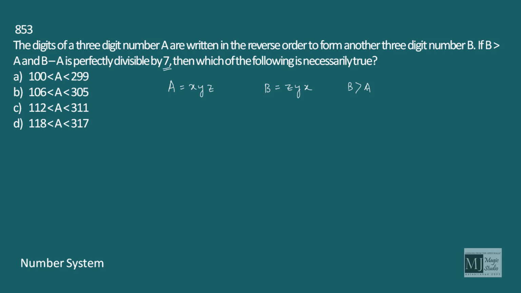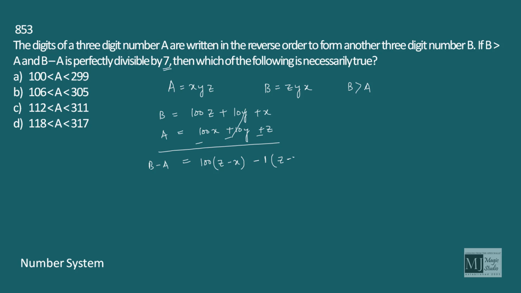So B is greater than A. Let me write B first. B can be written as 100Z plus 10Y plus X, and A is 100X plus 10Y plus Z. I can deduct this, so we'll have 100 into Z minus X minus 1 into Z minus X, that is 99 into Z minus X.